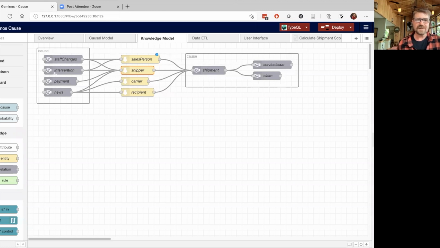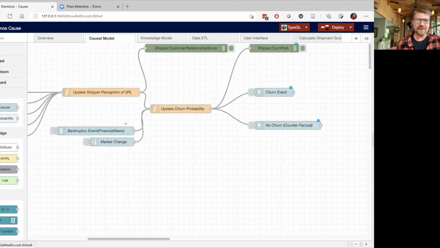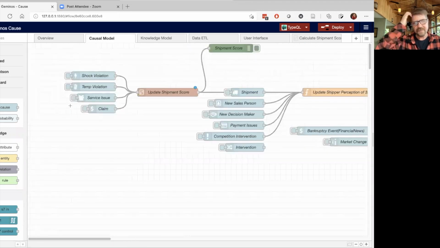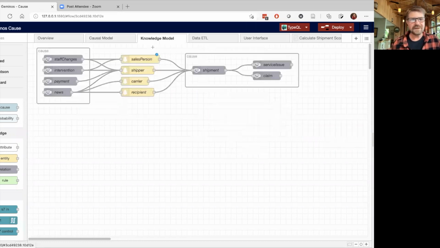So how did I come up with these? Well, I looked at my causal model and I said, what are the things I need to be able to model so that I can understand what's happening in my world? So things like temperature, shock, service issue, claim, shipment, new salesperson, decision maker, payment issues, competition interventions. I didn't get all of them in here. Right now I've just put some of them in. Service issue, there's actually a couple of these. They drop packages. Some of them are important and some of them aren't, so being able to really orchestrate which ones are coming in is important.